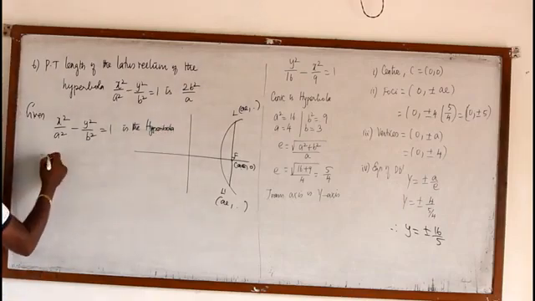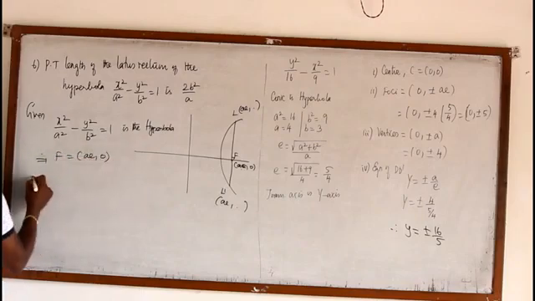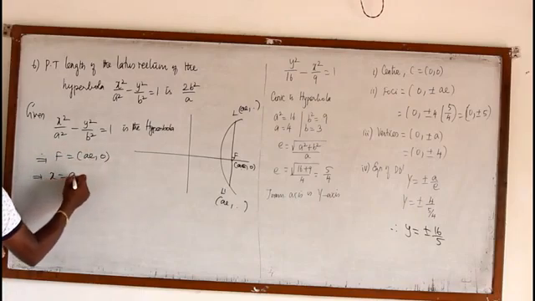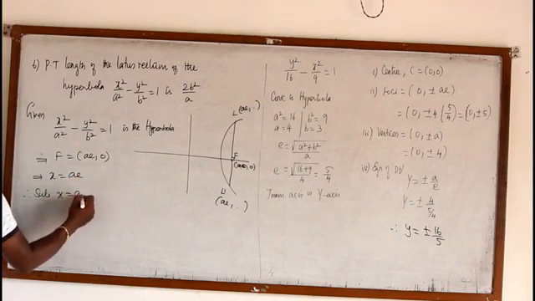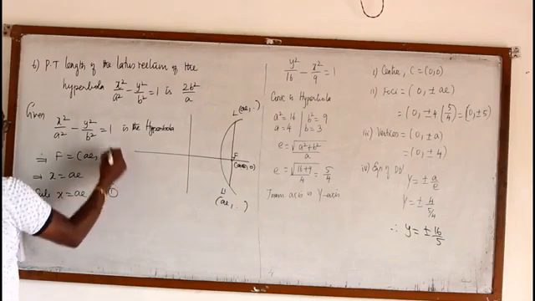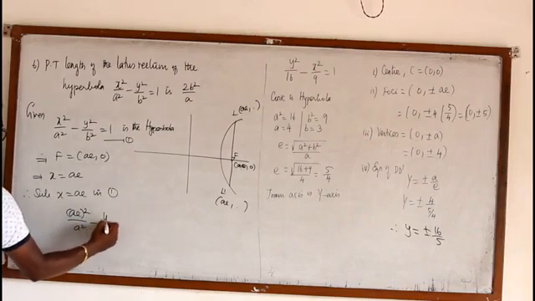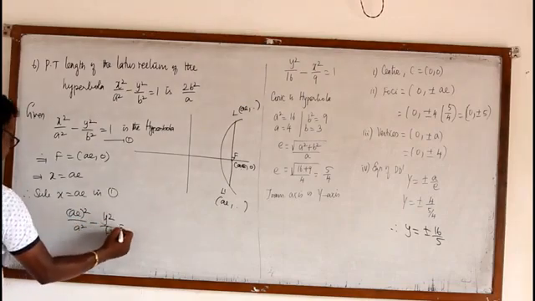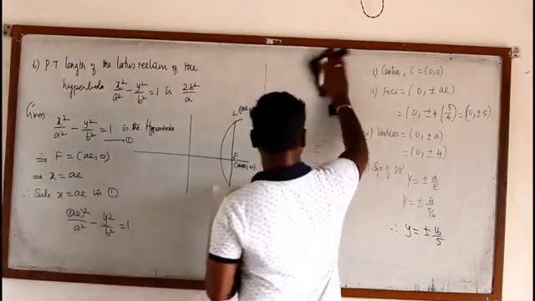Just that, therefore this implies focus is (ae, 0). That means here x takes the value ae. Therefore substitute x equal to ae in equation 1. We shall keep this one as 1. Then this becomes (ae)² by a² minus y² by b² equal to 1. a² cancels.